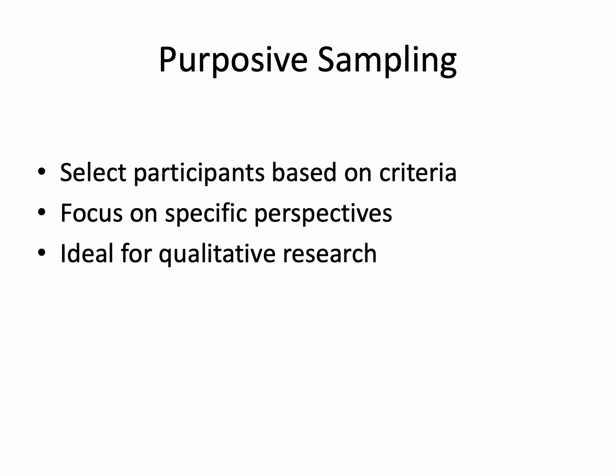Following stratified sampling, let's explore purposive sampling in Canada's research context. Purposive sampling involves selecting participants based on specific criteria relevant to the research question, such as recruiting experienced nurses for a study on healthcare delivery in Canadian hospitals. This method focuses on specific perspectives, like interviewing community leaders for insights on social cohesion in urban Canada, making it ideal for qualitative research where depth and context are prioritized.